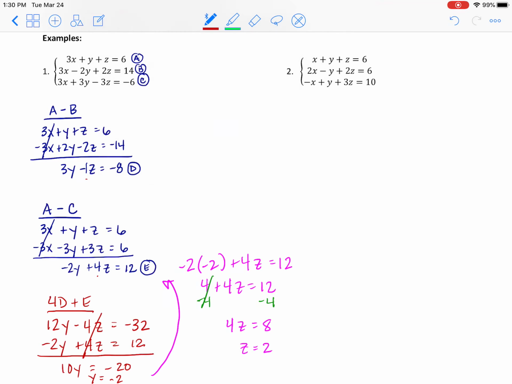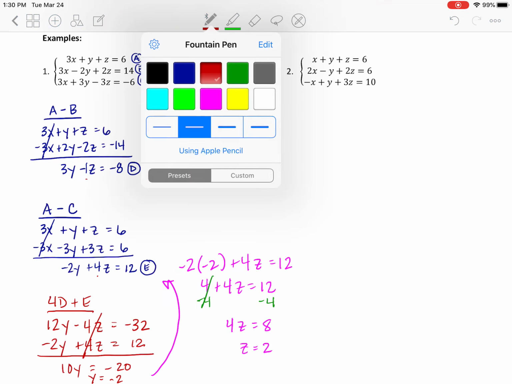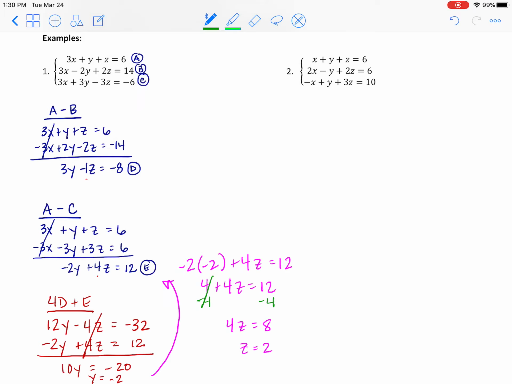So now I'm going to go into, let's see, I need a new color. I guess I can use green. I'm going to take the value for y and the value for z and plug into any of my original equations. I'm just going to choose A. So I have 3 times x, I still don't know, plus y, which we just found was -2, and plus z, which we found was +2. That has to all equal 6. So the +2 and -2 cancel. That means 3x has to equal 6, which means x has to equal +2.